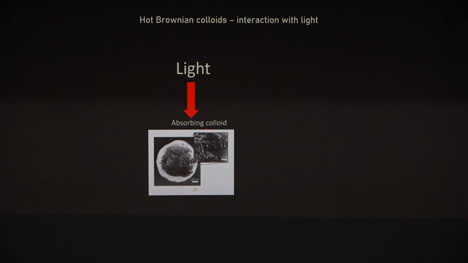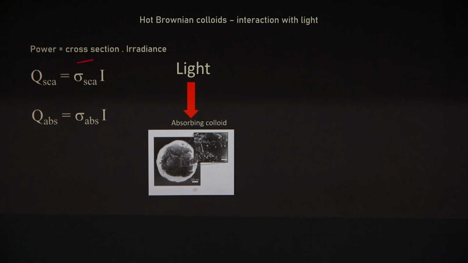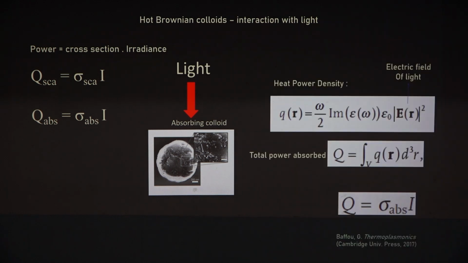If you take light and illuminate this particular particle, they are associated with these parameters, which are very important equations, where the power can be divided into scattering and the absorption process. So the cross-section plays a very critical role, and the cross-section is a parameter which is dependent on the material you are interested in. Now, you can also use electromagnetic theory and look at the electric field of the light, and essentially the mod square of that is the intensity. And here is where the light-matter interaction comes into the picture. You essentially have the imaginary part of the dielectric constant of this colloid times the electric field mod square, which is the intensity, and times the frequency divided by 2, which will give you the heat power density.